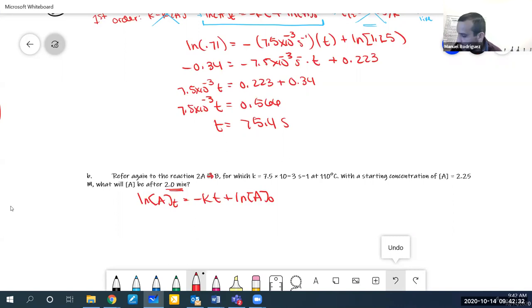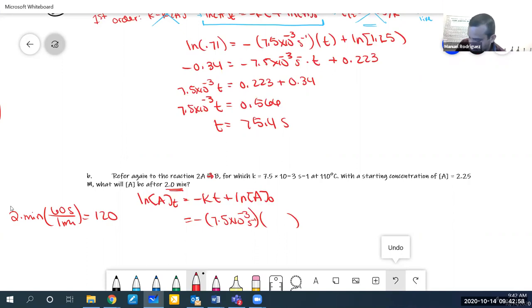We know k, 7.5 times 10 to the negative 3. We know t, but this is in seconds and this is in minutes, so we have to change the minutes to seconds. So 2 minutes, and in 1 minute you got 60 seconds, so then that will be 120 seconds. So I'm gonna write 120 seconds.